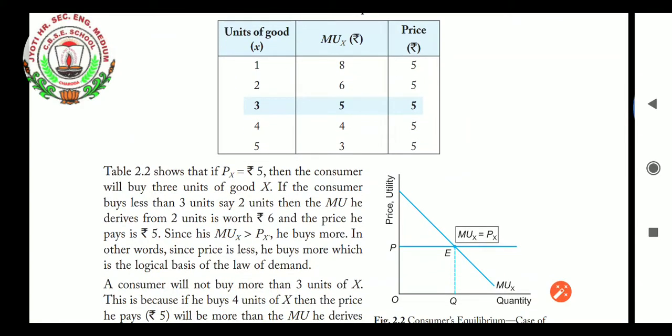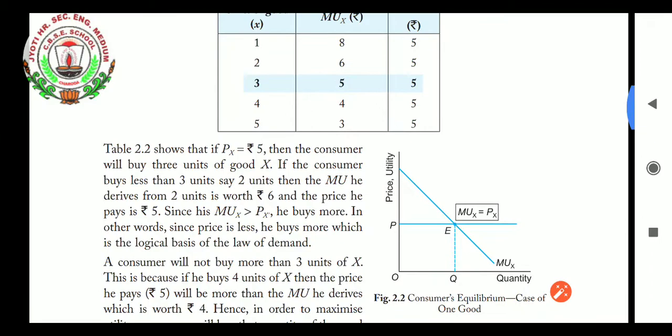Table 2.2 shows that if PX equals rupees 5, then the consumer will buy 3 units of goods X. If the consumer buys less than 3 units, say 2 units, then the MU he derives from 2 units is worth rupees 6 and the price he pays is rupees 5. Since his marginal utility of X is greater than PX, he buys more. In other words, since price is less, he buys more, which is the logical basis of the law of demand.